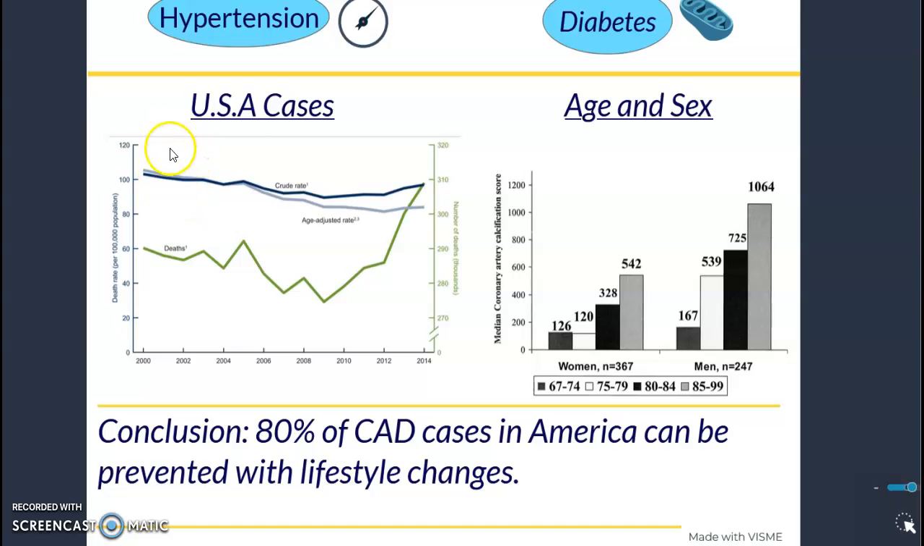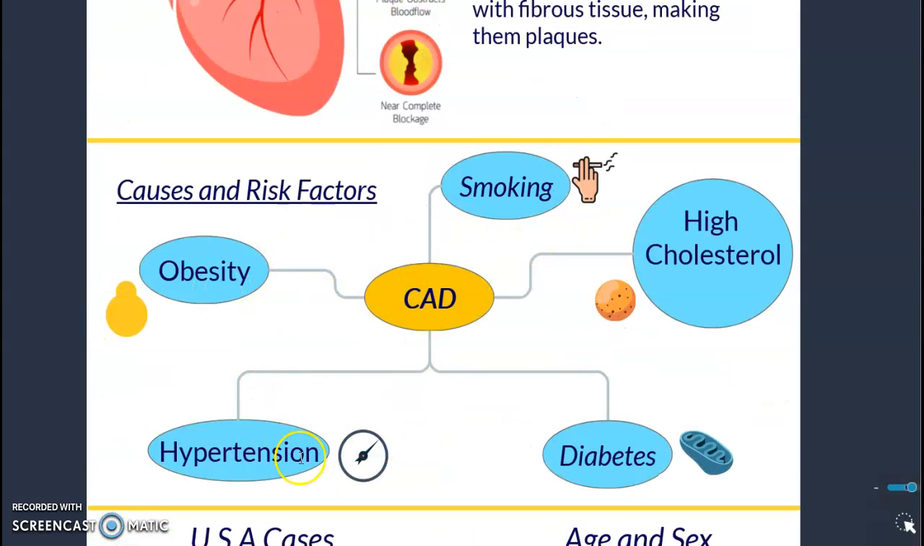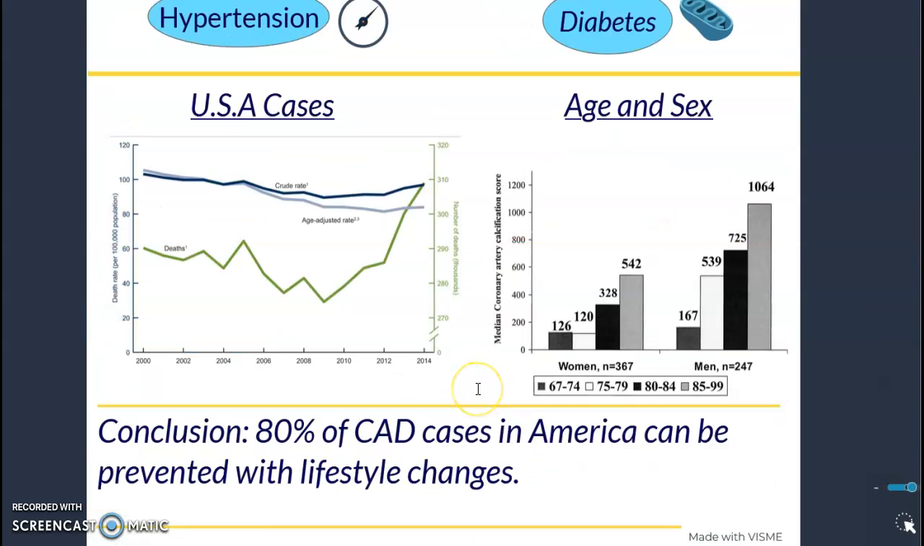And then I gave some graphs here to show how the disease is progressing in the population of the United States and how likely you are to get it as you get older. Then with the conclusion, I'm basically trying to state that out of these risk factors, if you minimize these, it's likely that you can change the outcome.